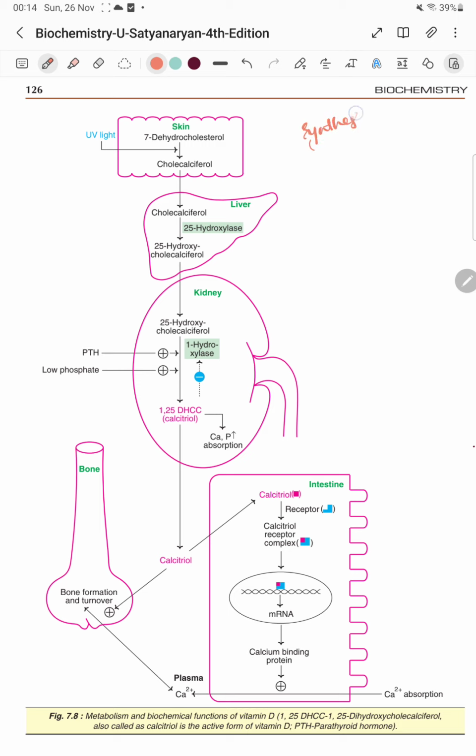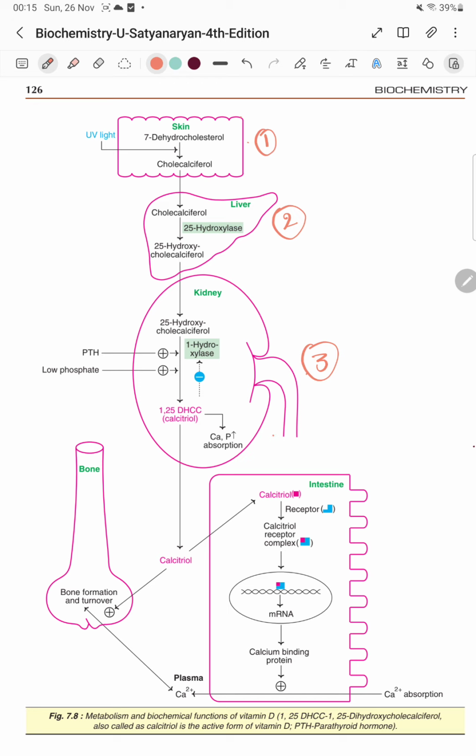Okay, synthesis part. Mainly the synthesis of vitamin D starts from the skin and ends with the kidney. So the synthesis takes place in three organs in our body. The first one is skin and the second one is liver. The third one is kidney. Synthesis starts from skin and synthesis ends with kidney.